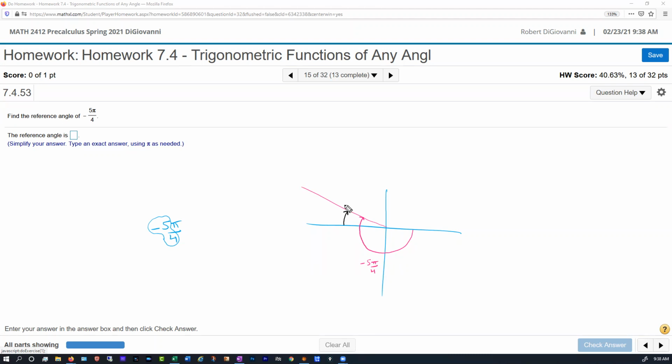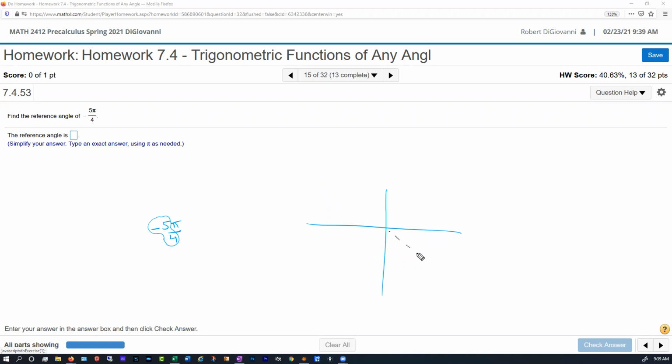What we need is that when you take this negative 5 pi over 4 and you add to it some angle, you should get pi. Well, actually, you know what? I think there's a better way to do this. Let's do this. Let's go about this a slightly different way, just to make it easier.